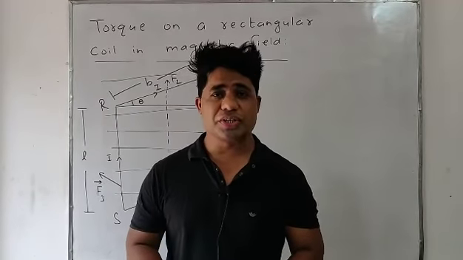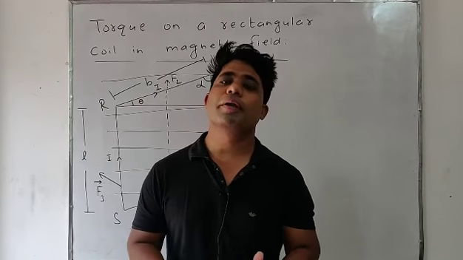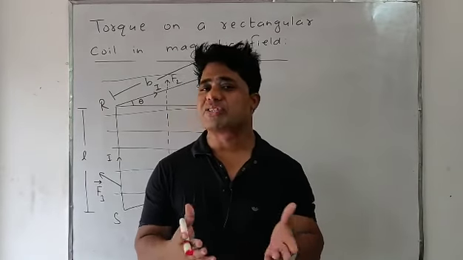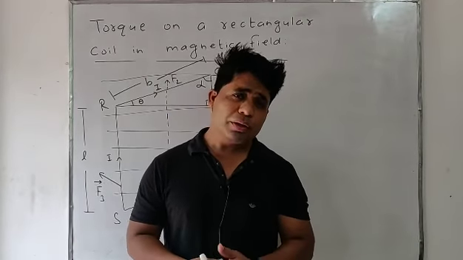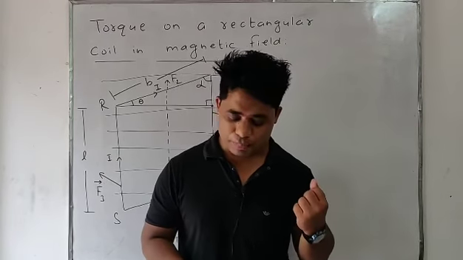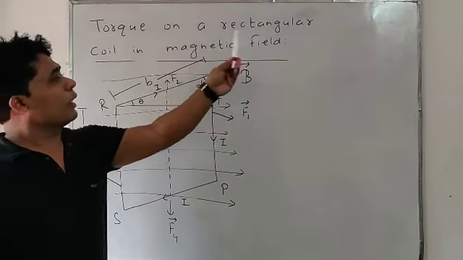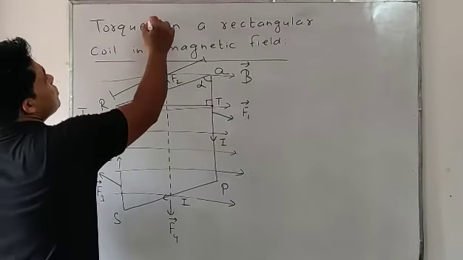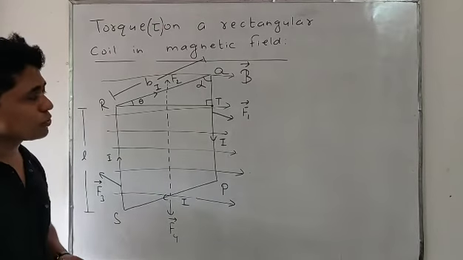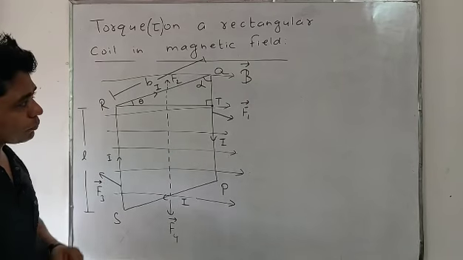Today we are going to discuss the topic torque on a rectangular coil in a magnetic field. Whenever a rectangular coil carrying some current is placed in a magnetic field, it experiences a moment of force, which is said to be torque. That we will find today. So let's get started. Torque on a rectangular coil. Torque means moment of force, that is, the pair of forces on a rectangular coil in a magnetic field.